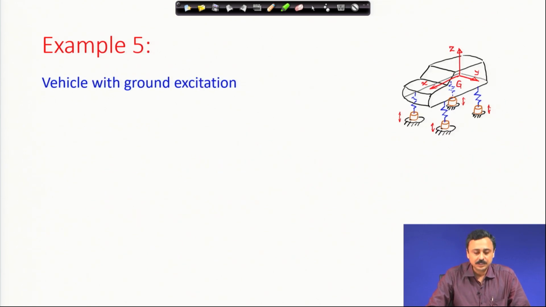We will continue first with an example of Lagrange's equation of motion, how to derive it for a little more complex system like this vehicle with ground excitation. We have a vehicle body which is connected by these compliant connections, which are drawn as springs and mounted on, let us say, some actuators which can give some ground excitation. It could be wheels as well.